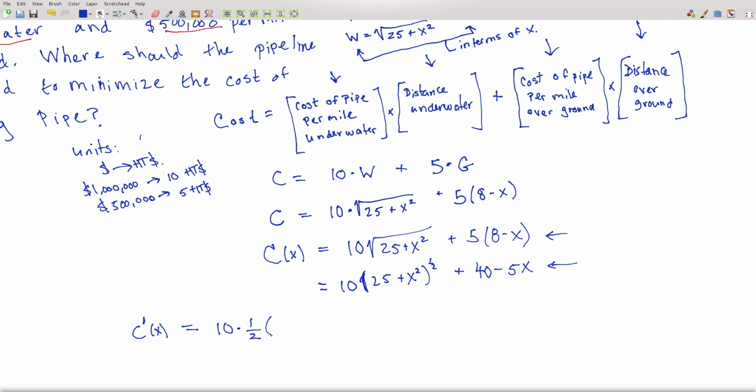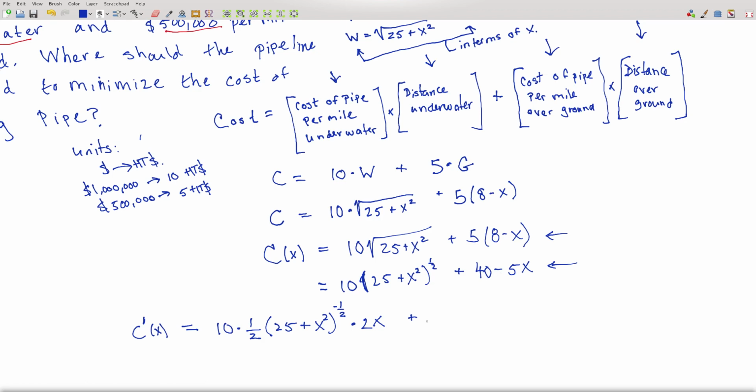Yeah, just write down what was inside there, 25 plus x squared to the negative 1/2 power. The negative 1/2 comes from 1/2 minus 1. Now we have to use the chain rule, so it's going to be times the derivative of 25 plus x squared, which is 2x, right? Okay, that takes care of that part, plus the derivative of 40 is 0, so I don't have to worry about that.